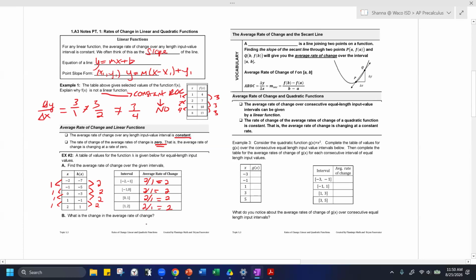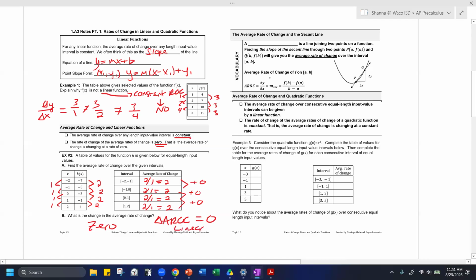Now, what is the change in your average rate of change? It's asking how these numbers changed. The change is plus 0, plus 0, plus 0, so it is 0. I'm going to write that as delta ARC equals 0. That means you have a linear model.